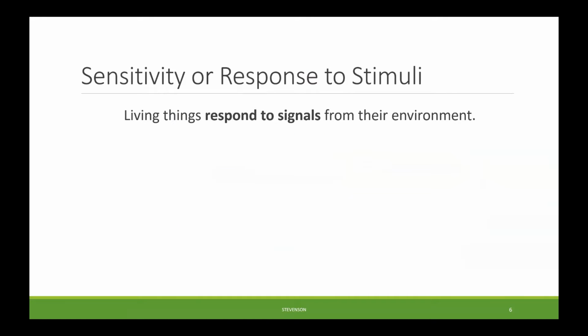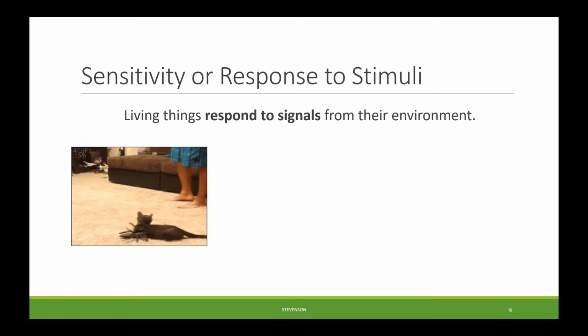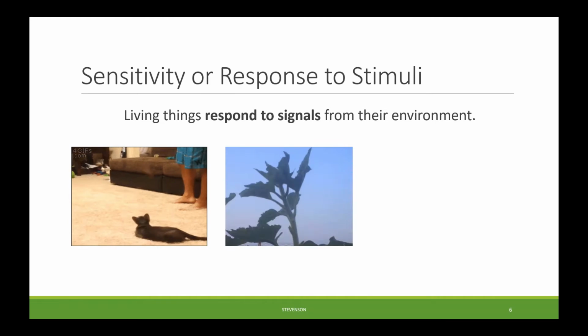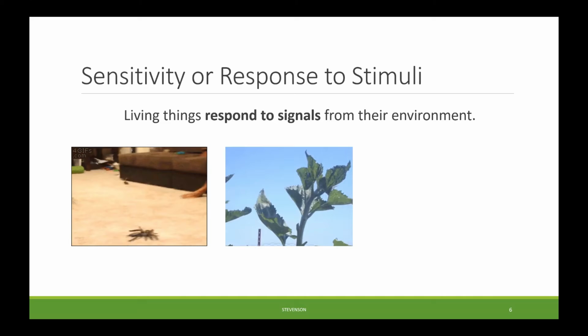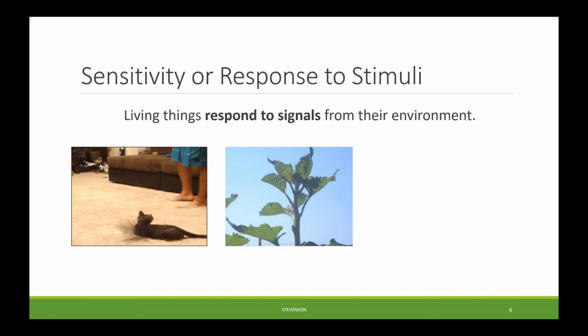Moving on, the second characteristic that living organisms all share is sensitivity or response to stimuli. So living things are sensitive to signals that they detect in their environment, and they respond to those signals. This is true for everything from the largest land animals to the tiniest microscopic organisms. So when your cat bounces off the walls after being startled, that is a response to a stimulus. When a sunflower tracks the path of the sun across the sky throughout the day, like what you see in this time lapse, that is a response to a stimulus.